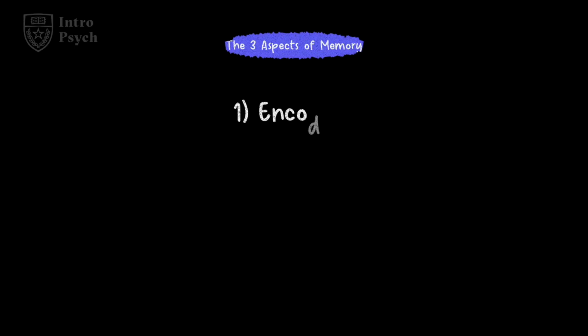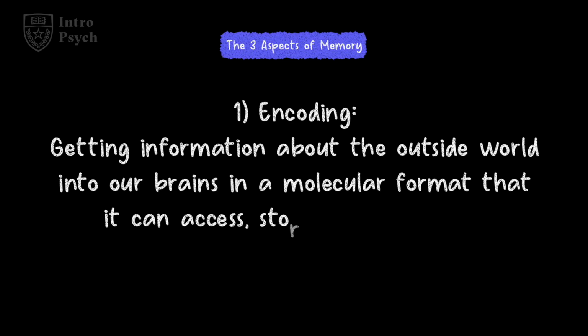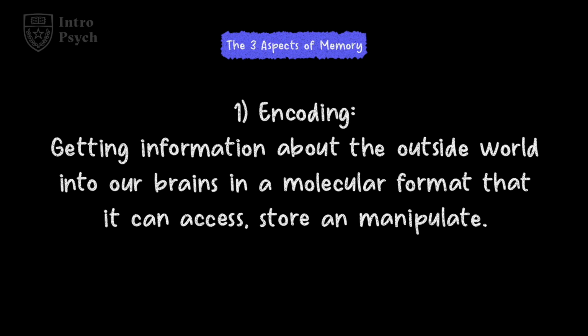So the first step is what we would call encoding. Encoding is getting information about the outside world into our brains, and then getting that information into a molecular format that the brain can access, that it can store, that it can manipulate.